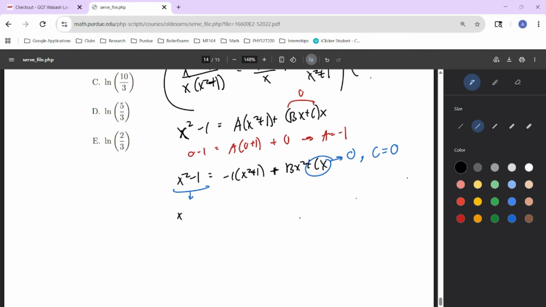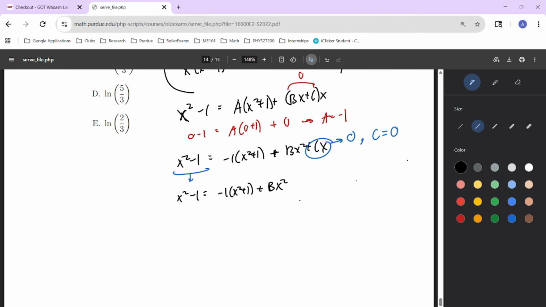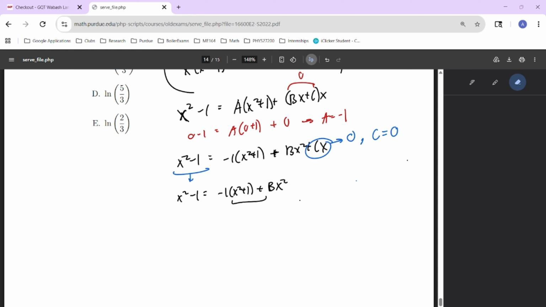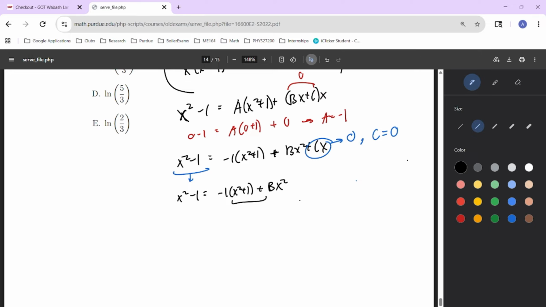So now we're just left with x squared minus 1 is equal to negative 1 multiplied by x squared plus 1, and then plus bx squared. We need to figure out how to rearrange this to be of the form x squared minus k, or something like that. So the way we're going to do that is we're going to distribute out this part right here. This becomes negative x squared minus 1 plus bx squared is equal to x squared minus 1.